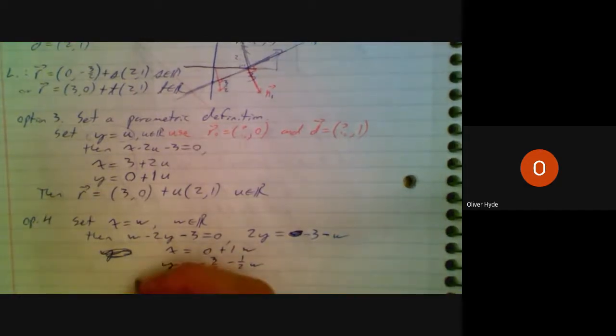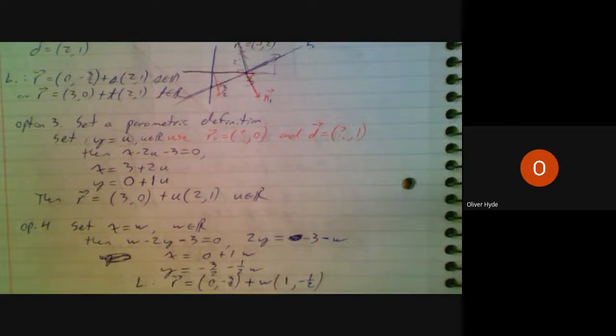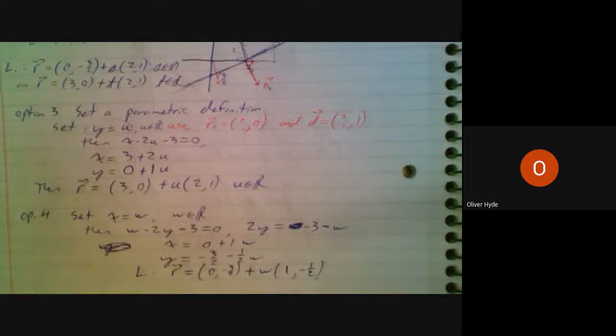So my definition for this line is going to be r equals. Let's use 0, comma, negative 3 halves as some point that's on the line. That sounds familiar. And then I will add w scalar multiples of a direction vector 1, comma, negative 1 half. And while it would be nice if our direction vectors were always integers, it's not always possible. And I don't want you stressing out about it.